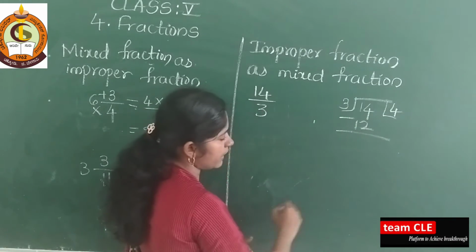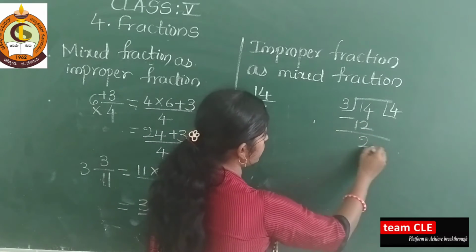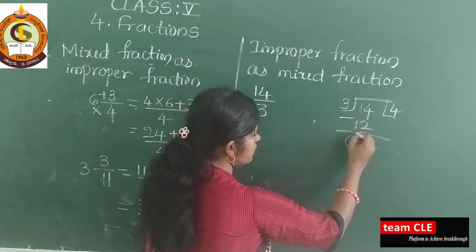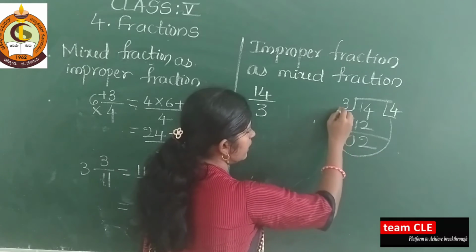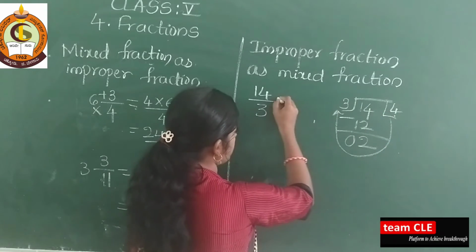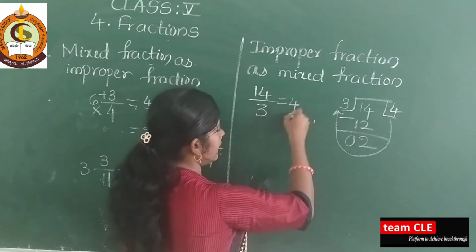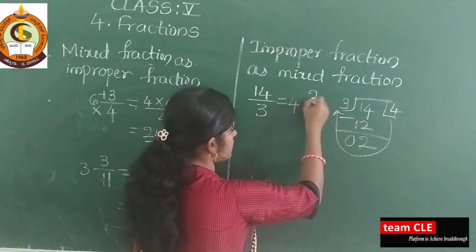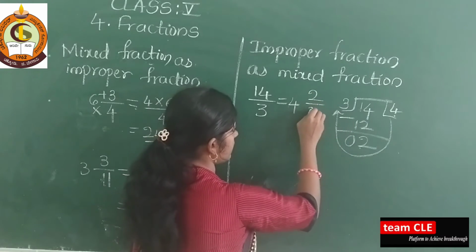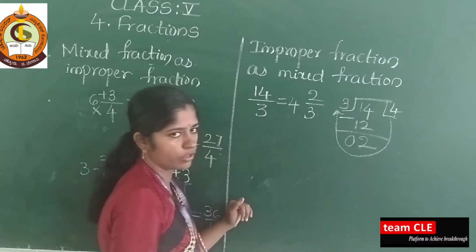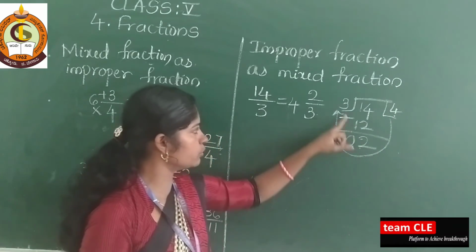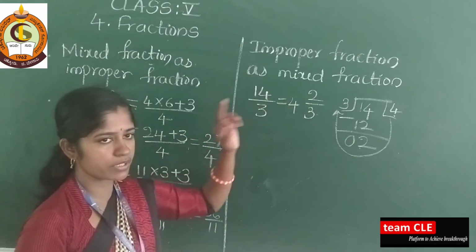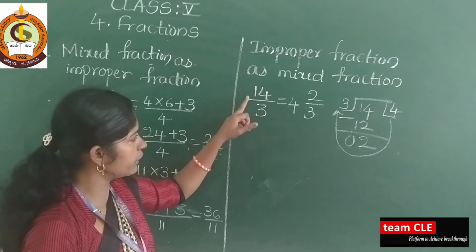Then do subtraction here. 4 minus 2 is 2. 1 minus 1 is 0. Then write it in reverse order. This quotient you write as the integer, the remainder as the numerator, and this divisor as what? Denominator. 4 integer 2 by 3. You have to write it in reverse order. So here 14 by 3 is there.